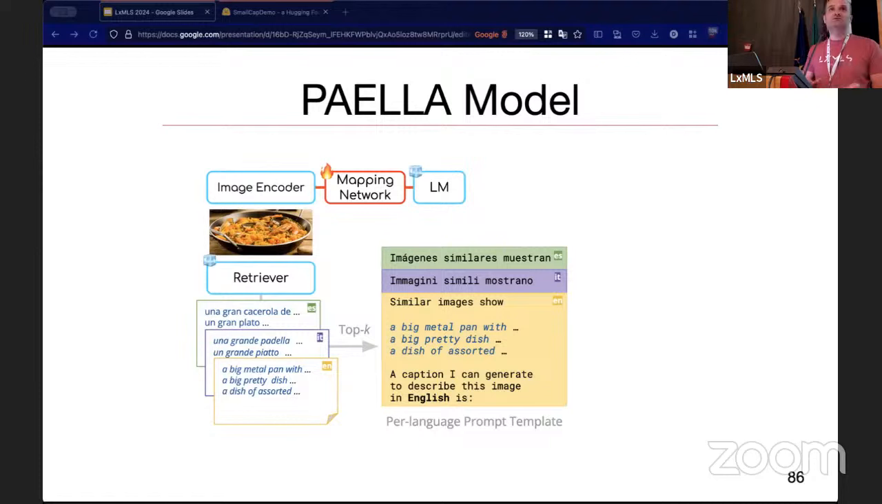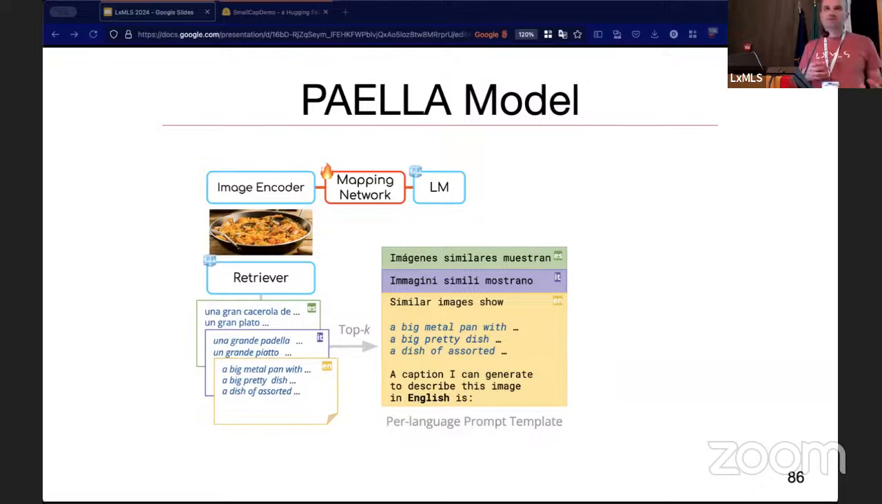"Similar images show" is the start of our prompting template. And then we have the sequence of the retrieved captions from the data store. So, a big metal pan with, I don't know, food inside it. And then at the end of this section of retrieved captions, we have an instruction to the model: "A caption I can generate to describe this image in English is this."